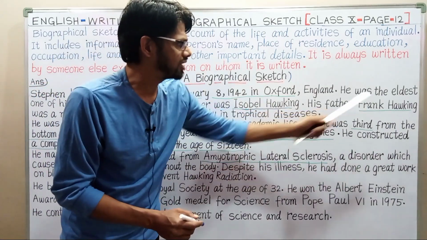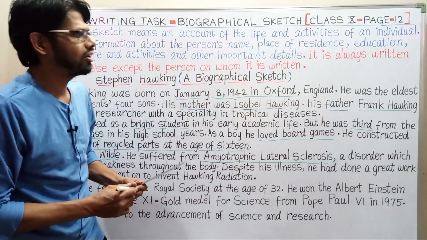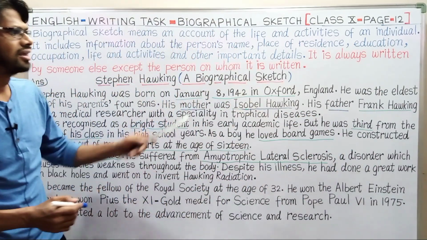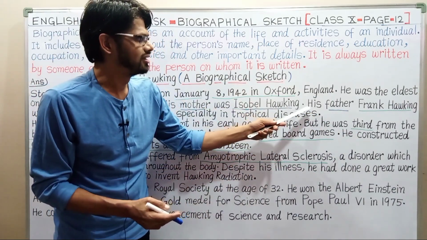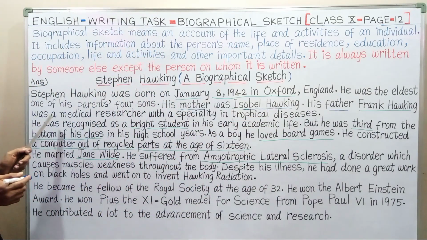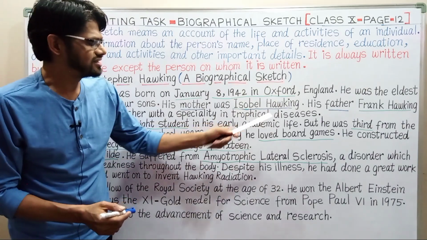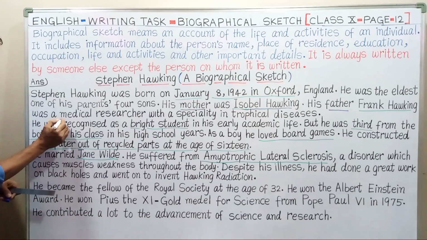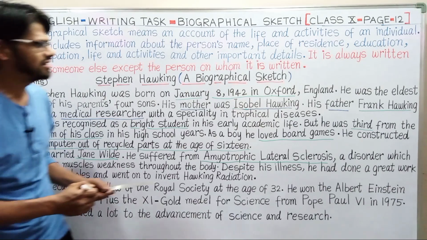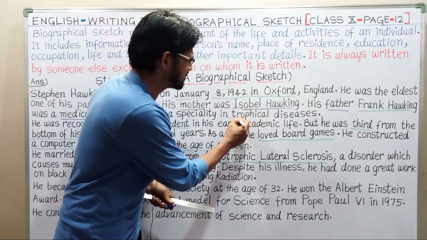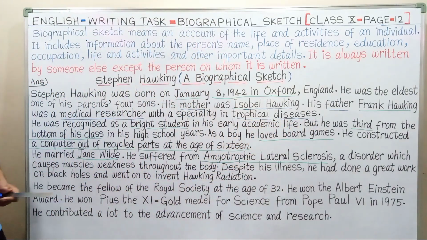His father, Frank Hawking. What is the information in the table or in the question? Father, Frank Hawking. This is the information we got from the table, but we have to make it in the form of a paragraph or sentences. His father, Frank Hawking, was a medical researcher with a specialty in tropical diseases. Medical researcher with a specialty in tropical diseases is also given in the question. So we have to arrange it in the form of sentences.